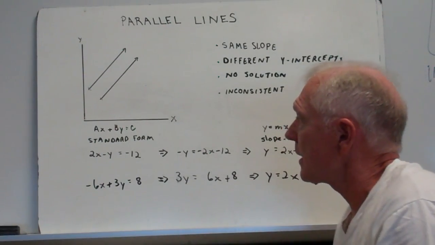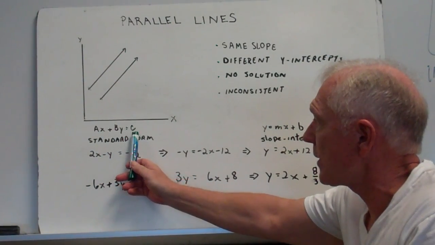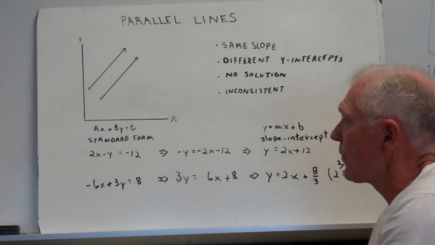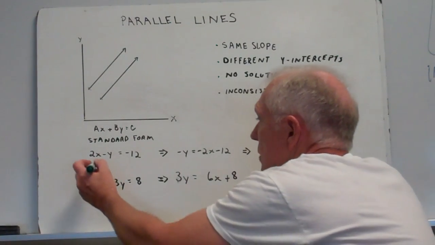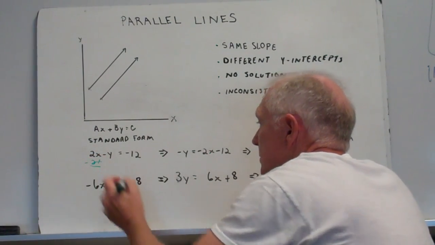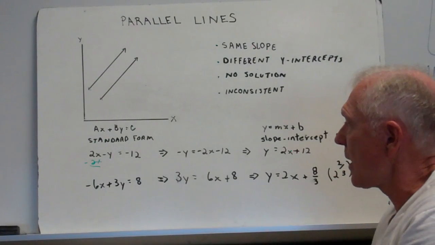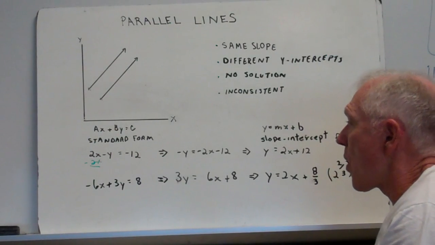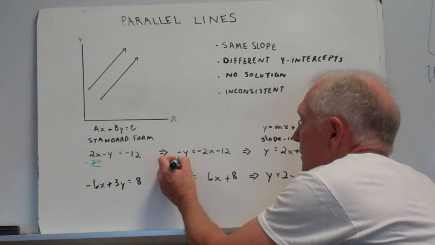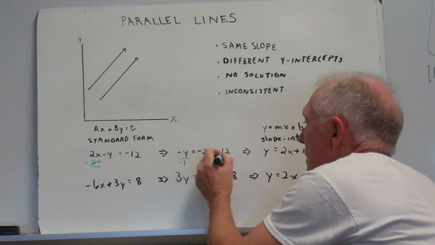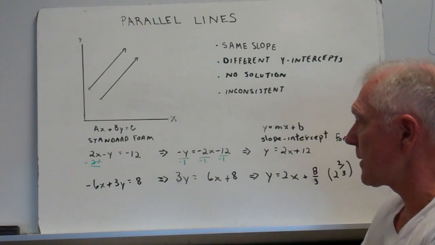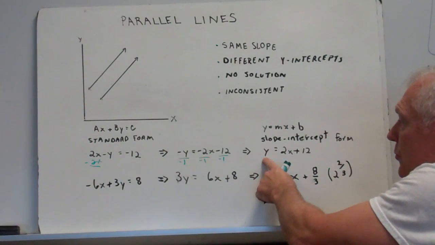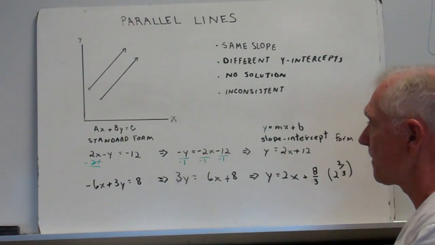The example is, again, in standard form, ax plus by equals c, we have 2x minus y equals negative 12. We move the 2x to the other side of the equal sign by subtracting 2x. Now we have negative y equals negative 2x minus 12. Y still has to be adjusted, and we have to divide by negative 1 on both sides. So the slope-intercept form here is y equals 2x plus 12.